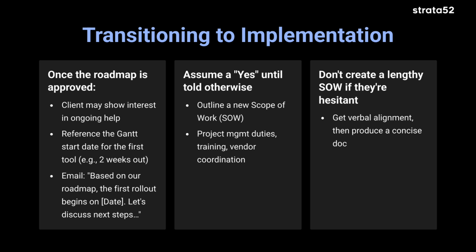In that meeting, you can outline a scope of work for implementation and management, including project management duties, employee training, and coordination with vendors. Don't sink time into writing a lengthy scope of work if they're hesitant. Get a verbal agreement on the scope, the monthly fee, and the time frame. Then once everyone's aligned, you produce a brief, precise scope of work.